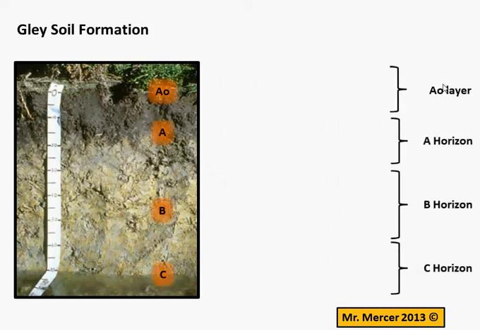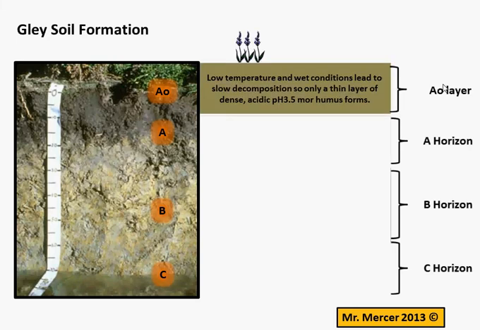The first thing to know how to do is to label each layer, and that goes AO layer, A horizon, B horizon, and C horizon. Now, with a Gley soil, I want you to imagine a moorland environment, quite boggy, quite wet underfoot, cold temperatures, very high precipitation. Those conditions lead to slow decomposition within the AO layer, and so quite a thin layer of dense, acidic, pH 3.5 humus forms.